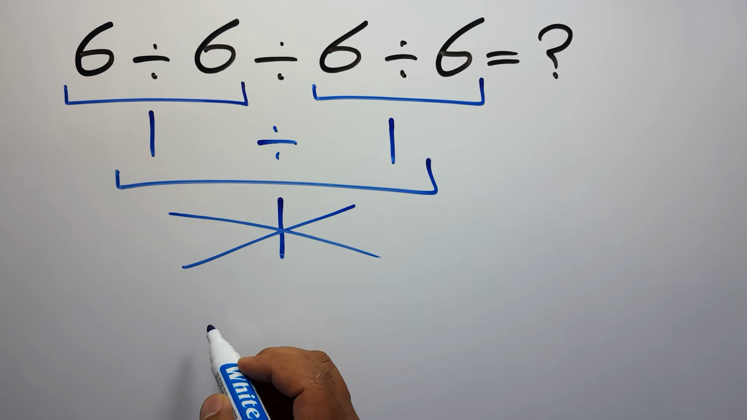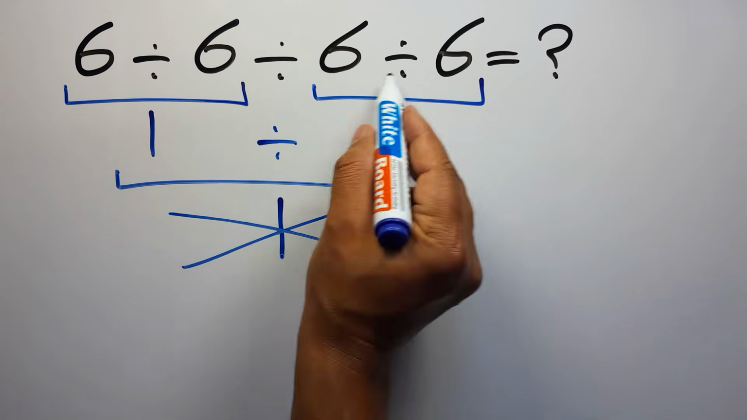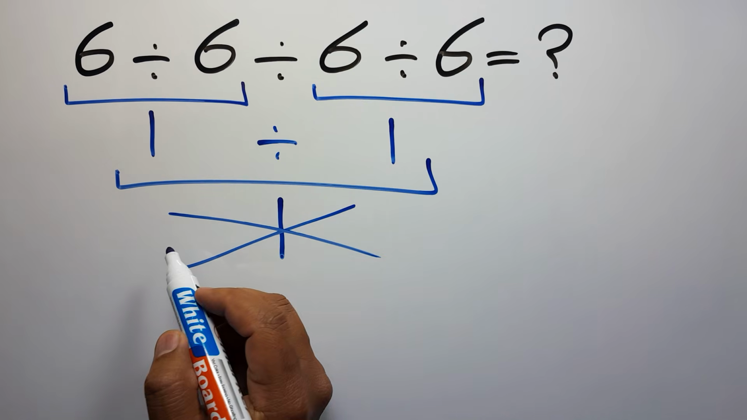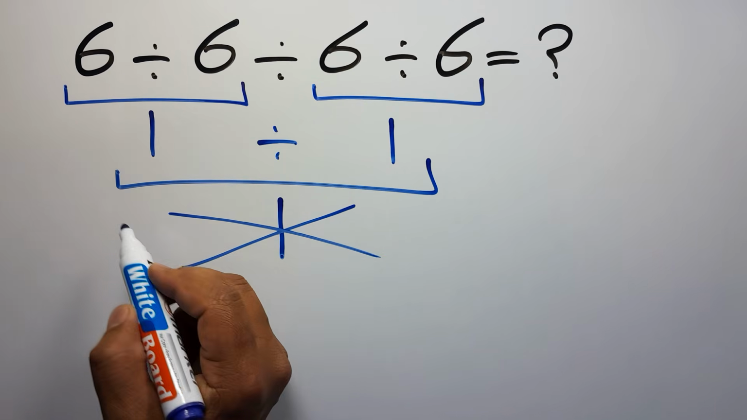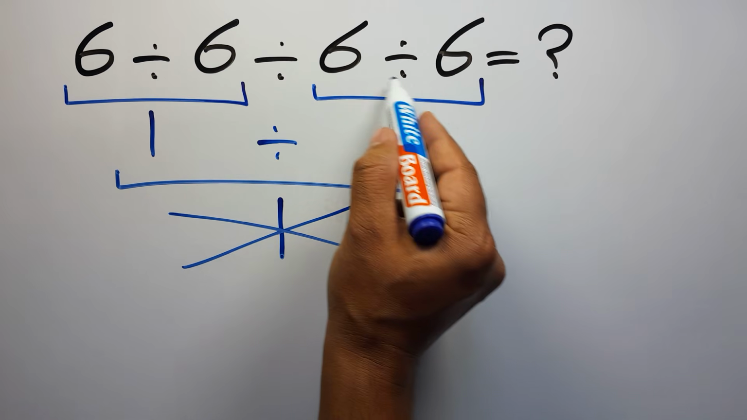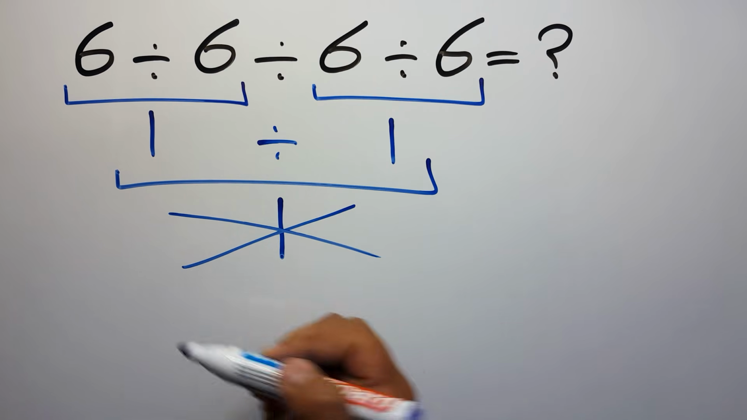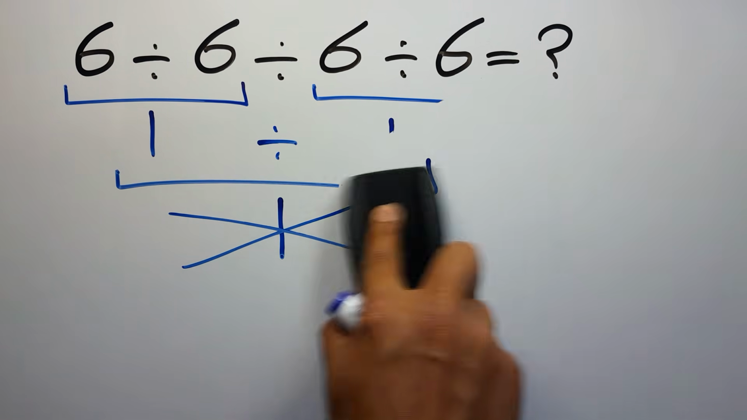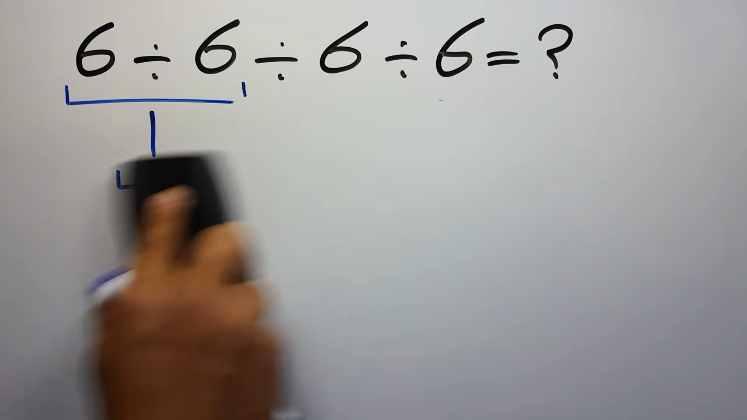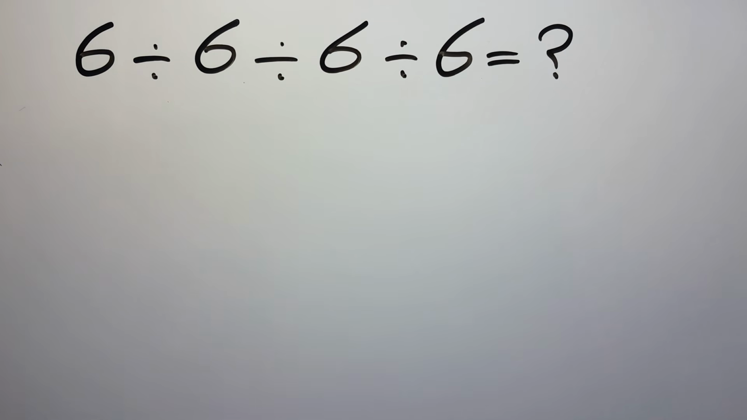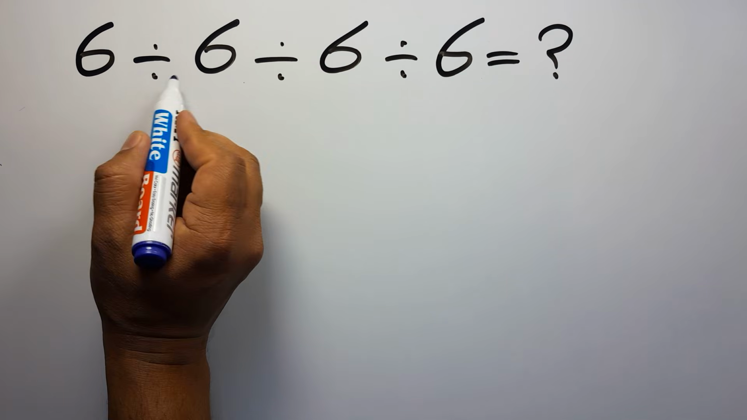Because according to the order of operations, when we have more than one division in an expression, we have to work from left to right. So here, first we have to do this division, then this division, and finally this division. If we do this division before this division, it is wrong. So first we have to do this division.